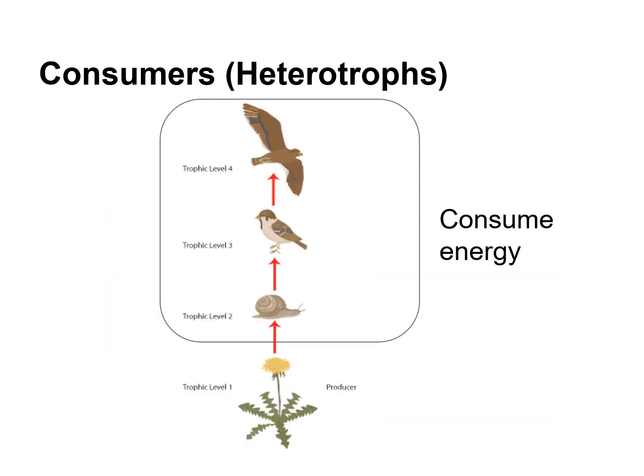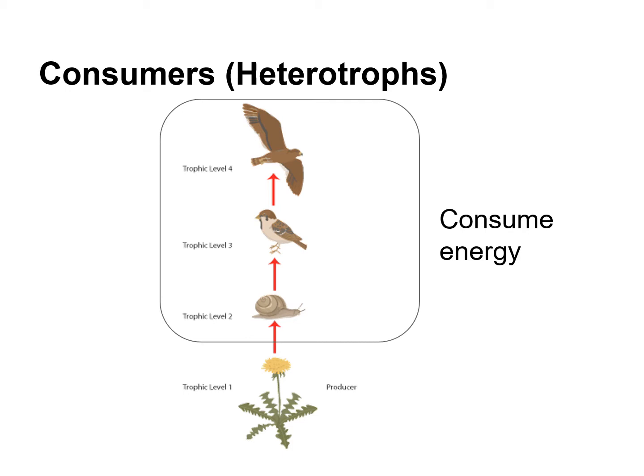Okay, so now that we have our producers, we've got some energy stored up in certain types of plants or different species. Now we have animals that are going to consume energy. These are the heterotrophs. They can't make their own energy. They need to get it from another source.